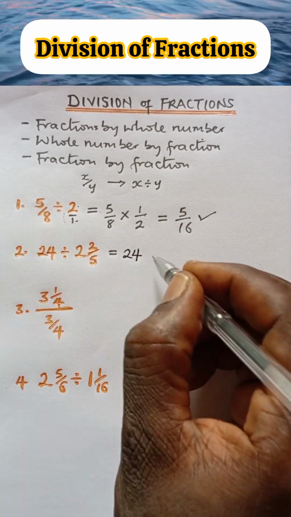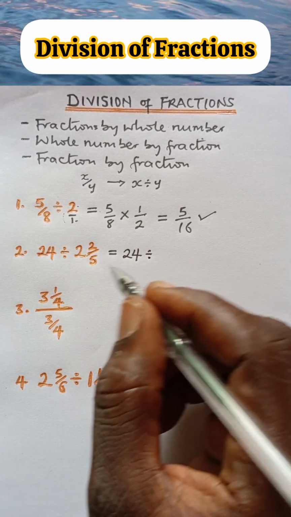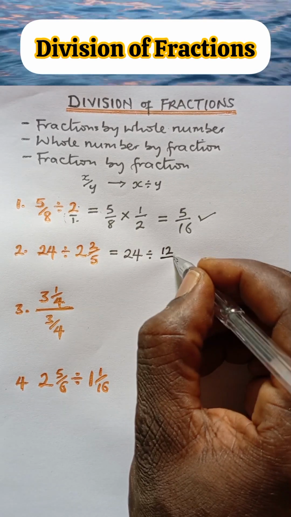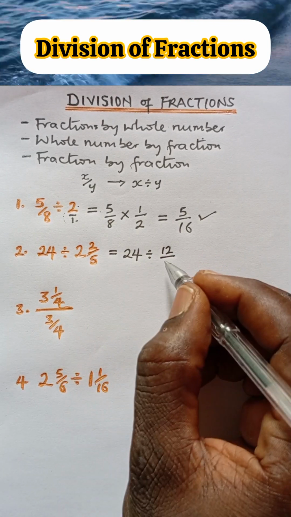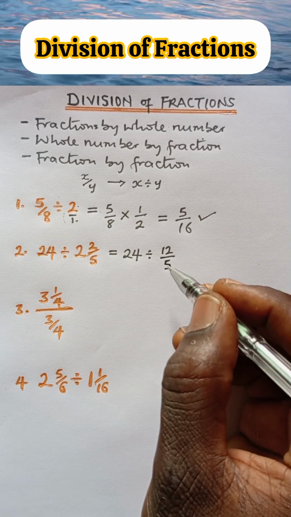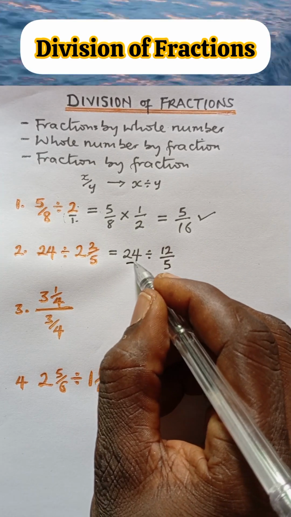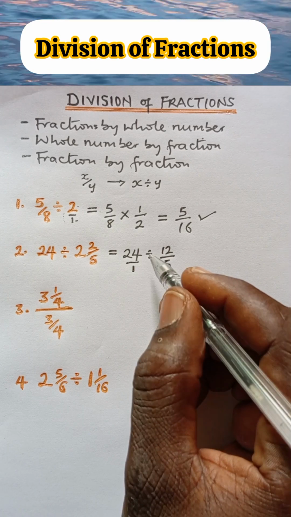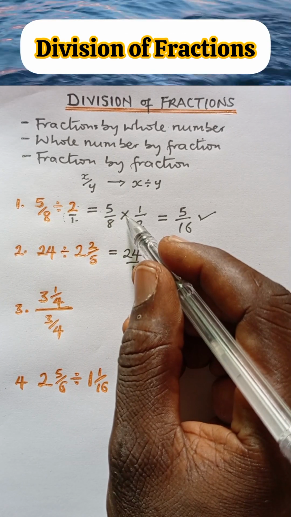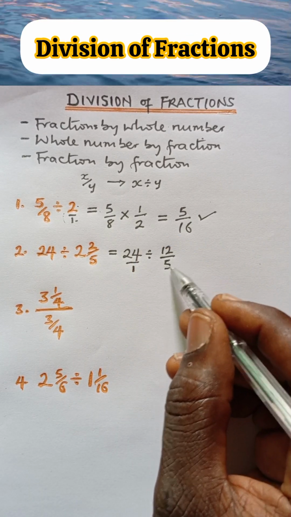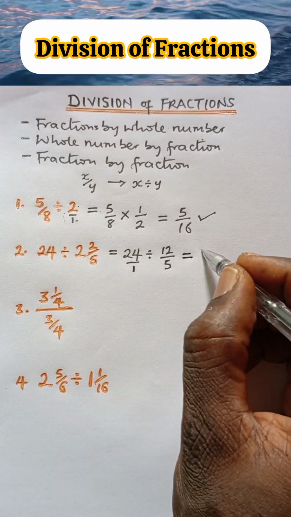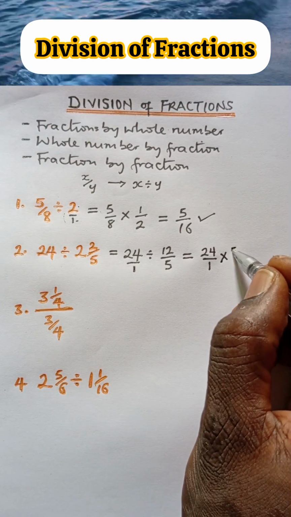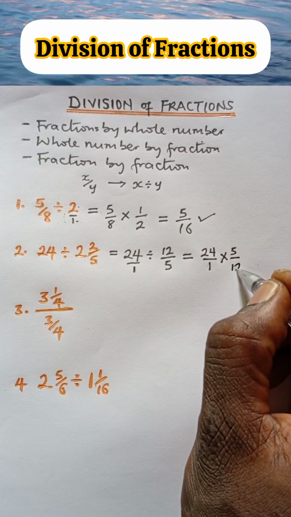This is how it is. We have 24 divided by, and here we have 2 times 5 is 10, plus 2 is 12. So we have 12 over the denominator, which is 5. So this is an improper fraction. Now remember that this whole number has an invisible one here. So according to the law of division of fractions, this division sign will change to multiplication as we did here. So 12 will now invert, come down, 5 goes up. So we have 24 over 1 times 5 goes up, and 12, which is the numerator, comes down.